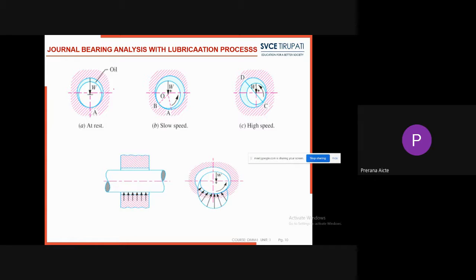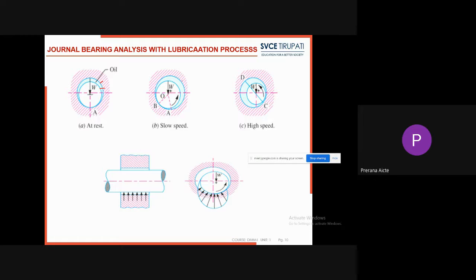We have only a small gap between this bearing and the journal. That means both are on the same axis. That is, the journal and bearing axes are coaxial in the initial condition, when the bearing has not started. Okay, so when you increase the speed slowly, what happens?